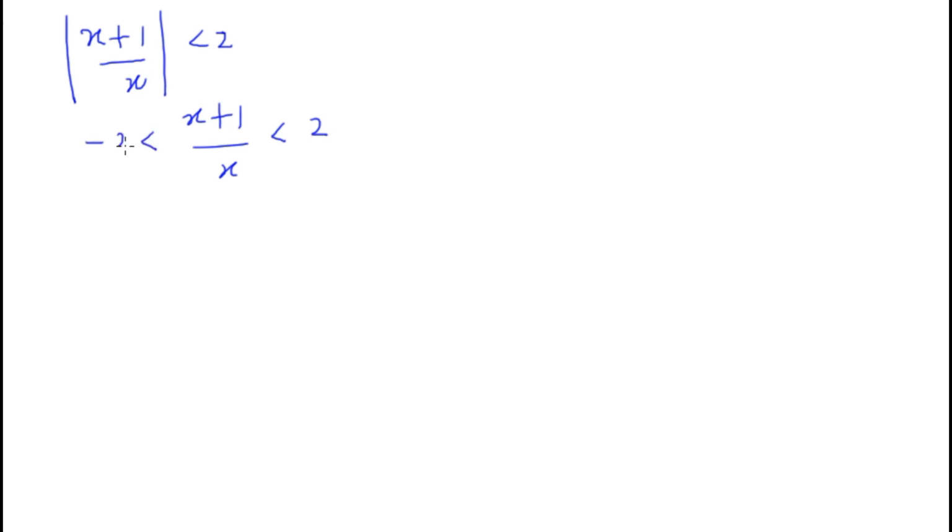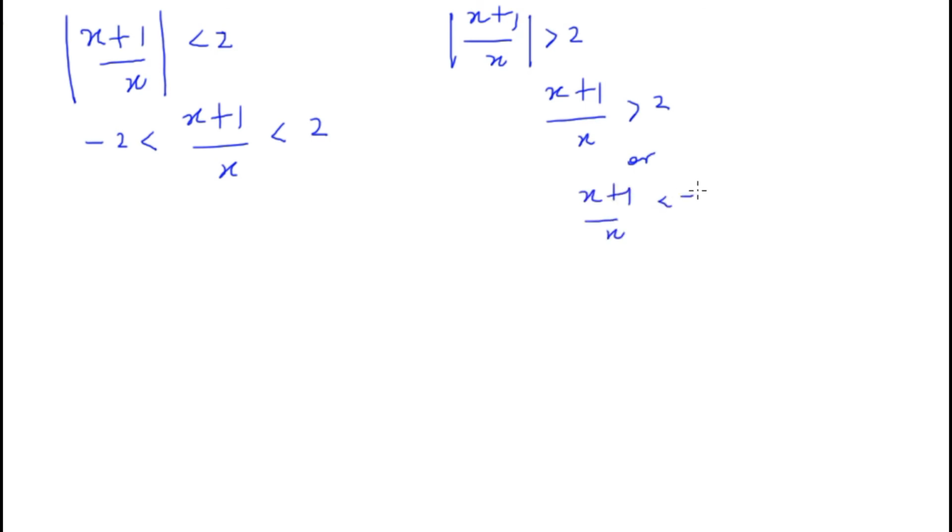So if we had greater than 2, for instance, if we had the absolute value of x plus 1 upon x greater than 2, then you know what to do. By interpreting it, it will become x plus 1 upon x greater than 2, or x plus 1 upon x less than minus 2. So it's as simple as that.